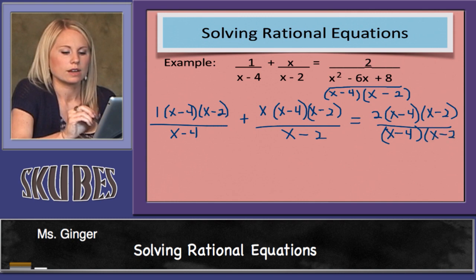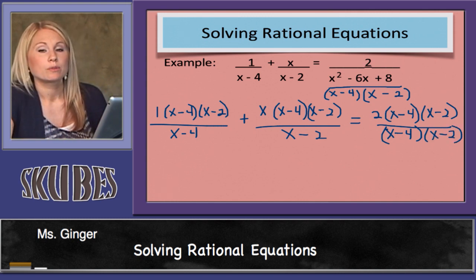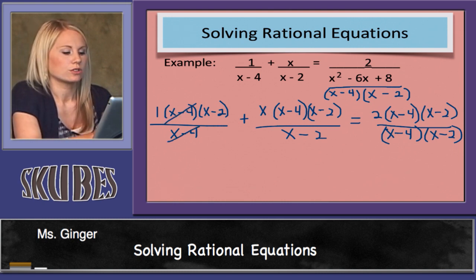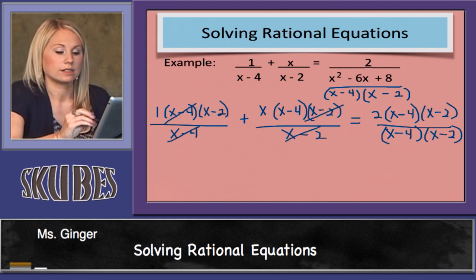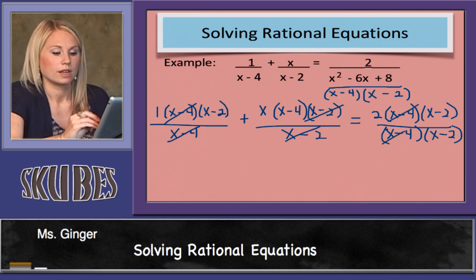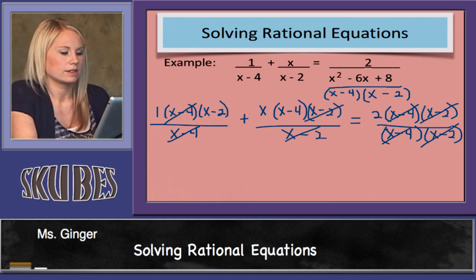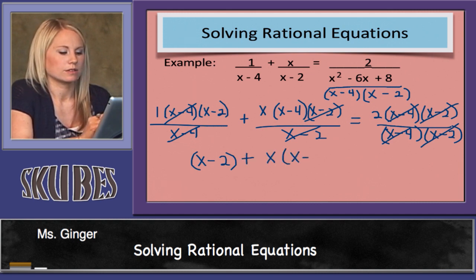Alright, so we've got it all set up here, and remember the reason why we're doing this is so that we can get rid of our fractions. So everything should cancel as far as leaving us no denominators, and I believe we have it. So let's rewrite what we have left. We have x minus 2 plus x times x minus 4 equals 2.